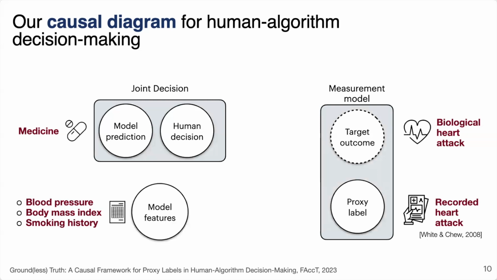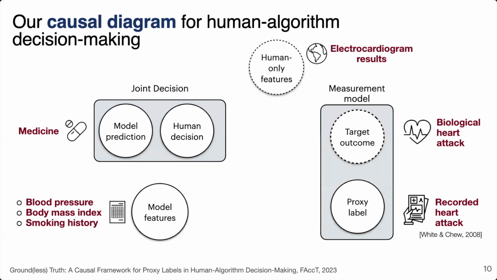We also have access to some predictors because we're developing a model. These can be different sources of administrative EHR data that can be used as model features, such as blood pressure or body mass index. And we also have access to some unobserved contextual factors. These are things such as real-time results of medical tests that a doctor might see when they're making decisions that an algorithm wouldn't have access to. And we can begin to describe the relationship between these different nodes via edges. For instance, model features can influence both the model prediction and the human decision, but the human-only features are only going to influence the human decision.